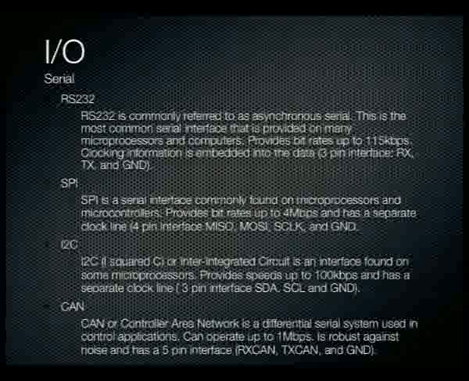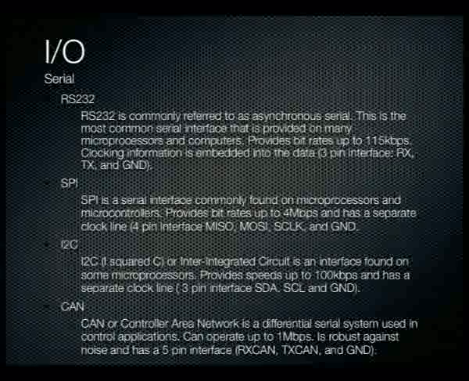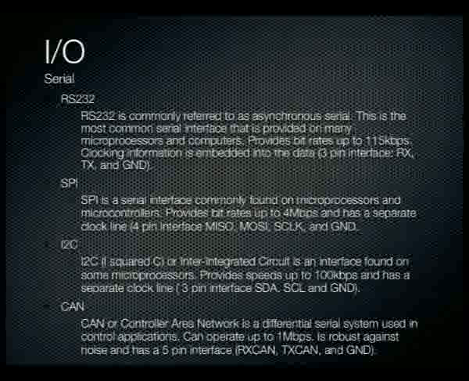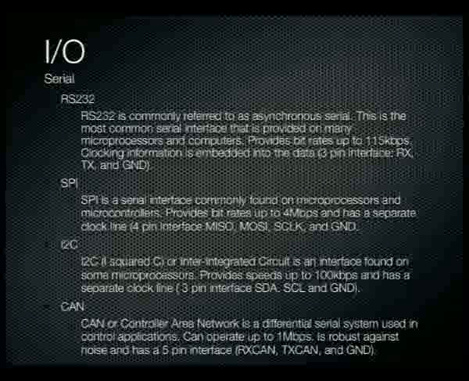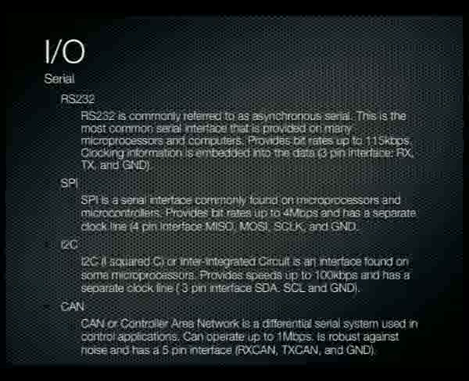It can operate up to 1 megabit per second. It's robust against noise and basically has a 5-pin interface. The reason it's robust against noise is because it uses differential signaling. So we have 5 pins. These pins are RX-CAN plus and RX-CAN minus, so there's the differential. We have a positive version of the signal and a negative version of that signal being transmitted at the same time. We then have TX-CAN plus and minus as well, and we have a ground, so that is our 5-pin interface for our CAN serial mechanism.